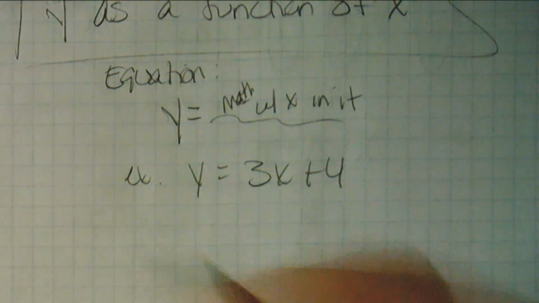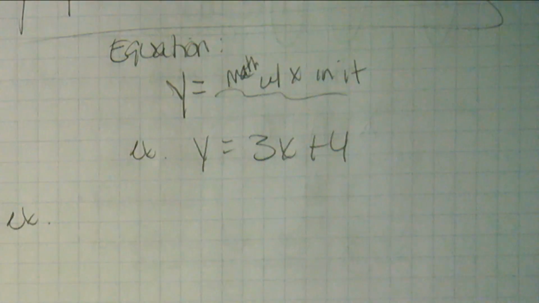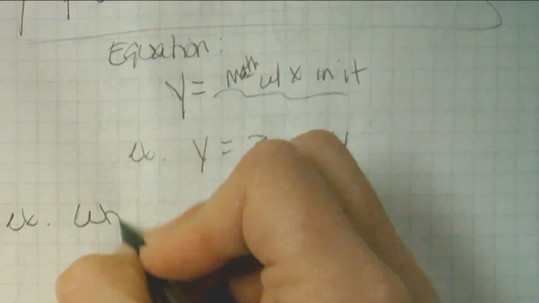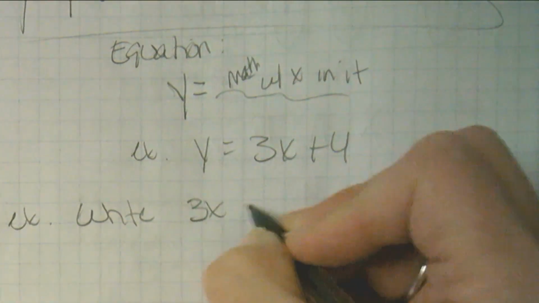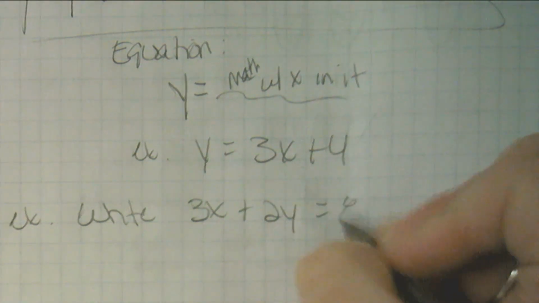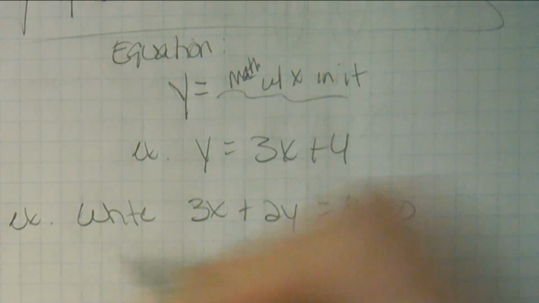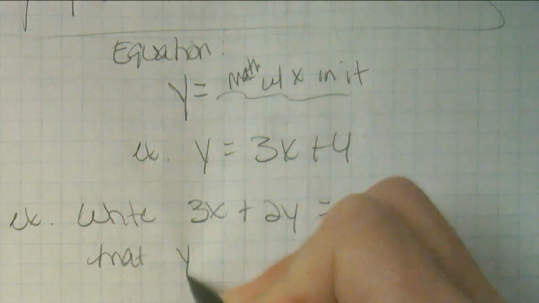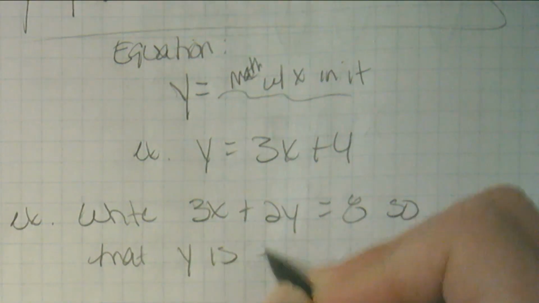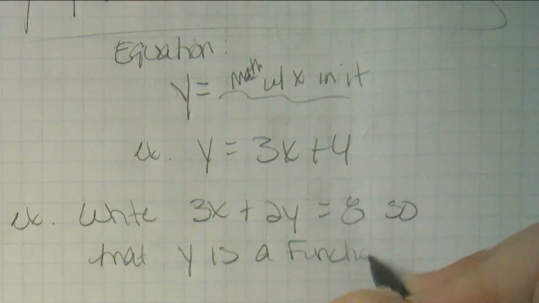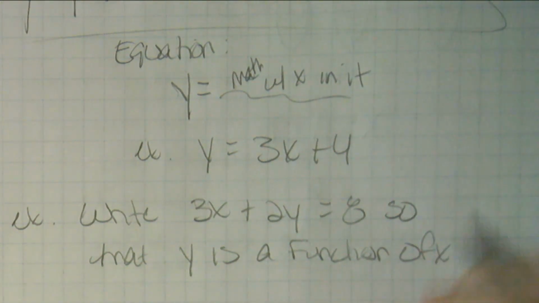Okay. So what I want you guys to do is write 3x plus 2y equals 8, so that y is a function of x.